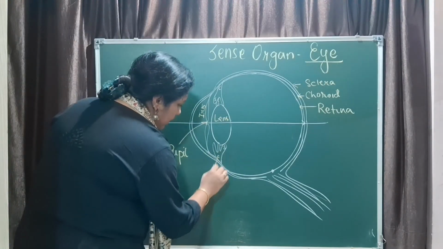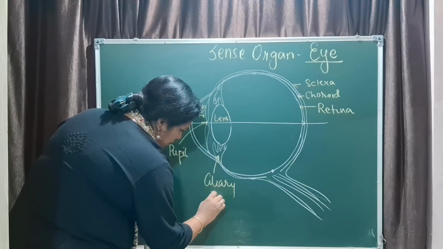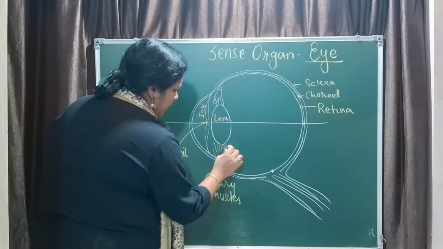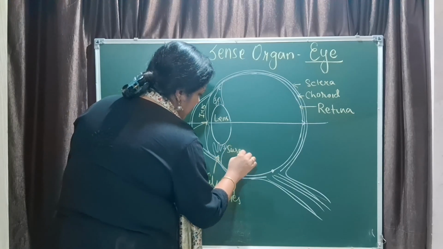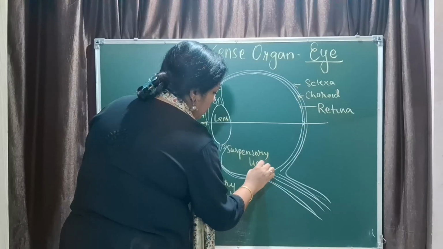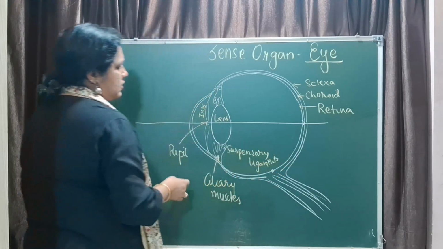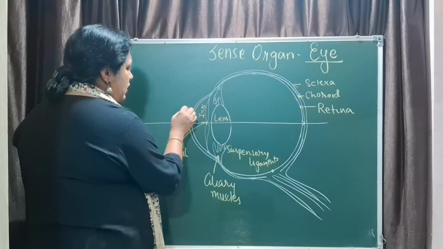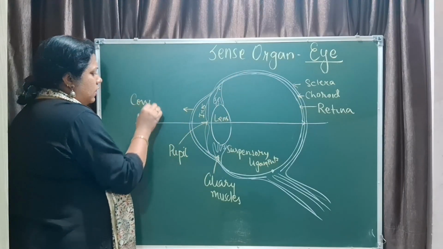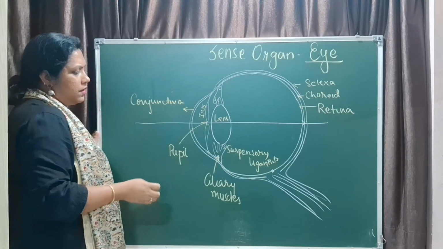Okay, there are ciliary muscles, which have certain ligaments called suspensory ligaments which hold the lens in place. Then you have this outer transparent layer over the choroid. This is called conjunctiva.